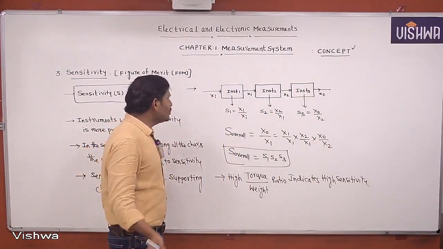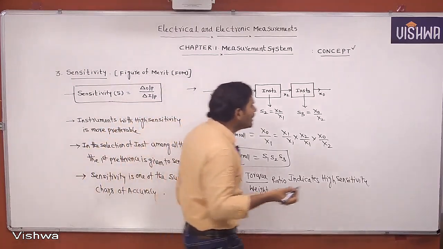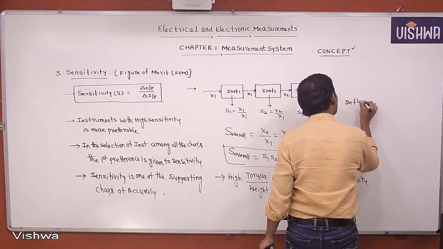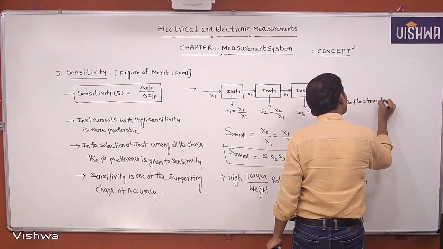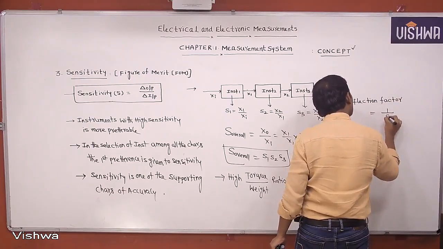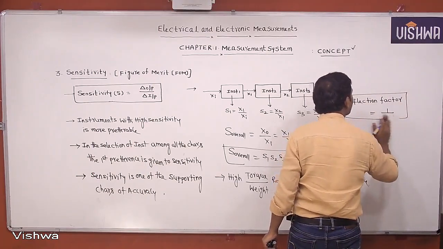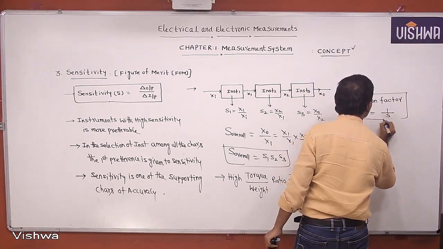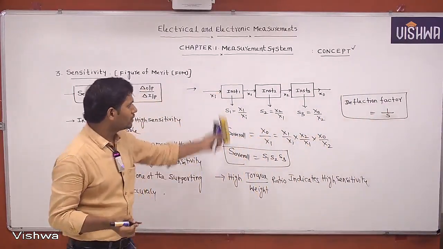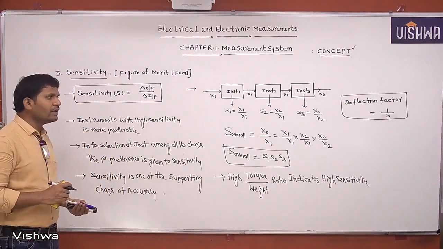Then once you know the sensitivity of an instrument, we can define another factor, that is the deflection factor. Deflection factor is equal to 1 by sensitivity. Clear? Okay, this is about what exactly the sensitivity of an instrument is.